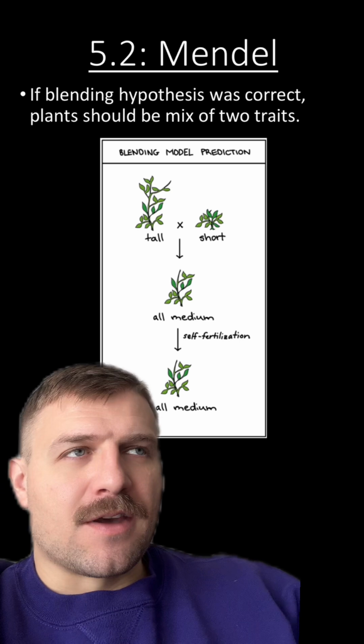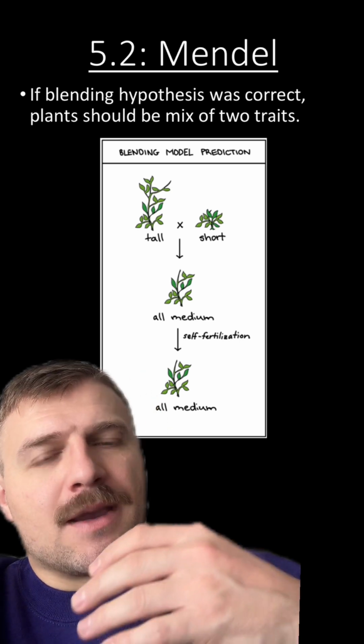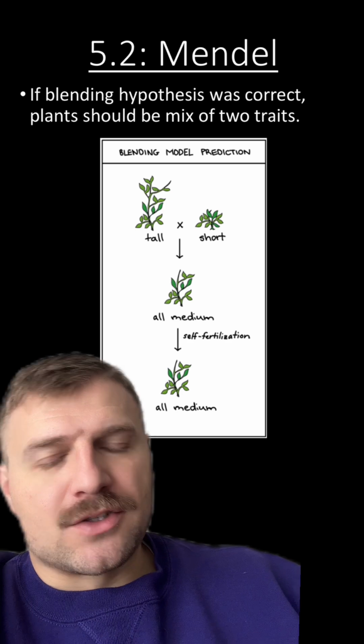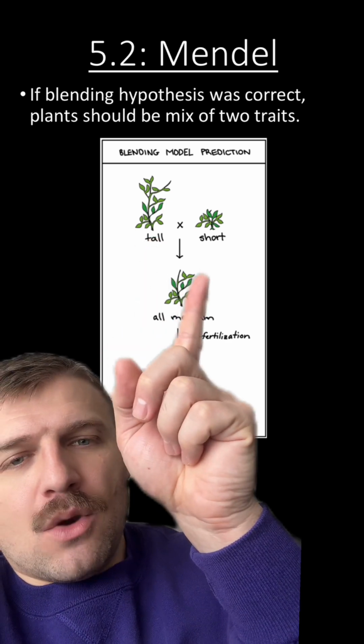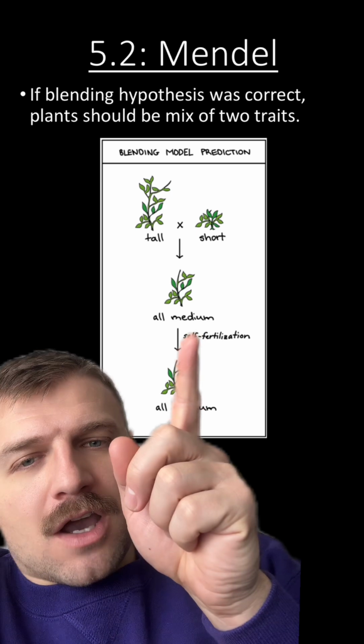So what he did was he thought, hey, if the blending hypothesis was correct, plants should be a mix of the two traits. So if I cross a tall pea plant with a short pea plant, all of the offspring should be medium.